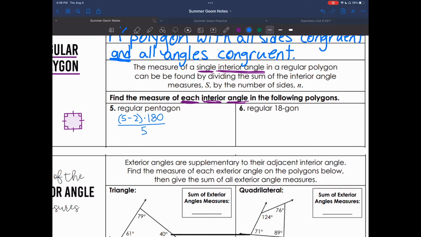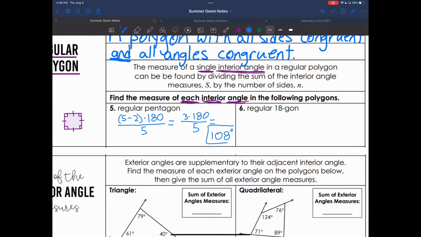Okay, so let's do that. So up top, we're doing 5 minus 2, which is just 3. So up top, you're doing 3 times 180 and then dividing that by 5. So if you want to get your calculator and do that, let's see what you get. That ends up being 540 for the pentagon divided by 5. So we end up with 108 degrees. And that would give you just one of those angles.